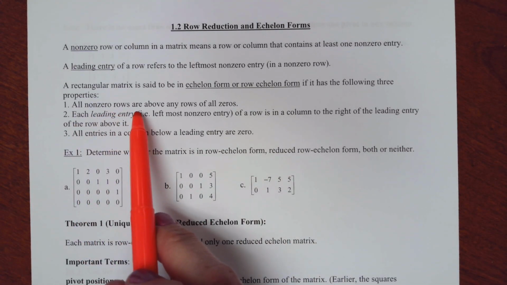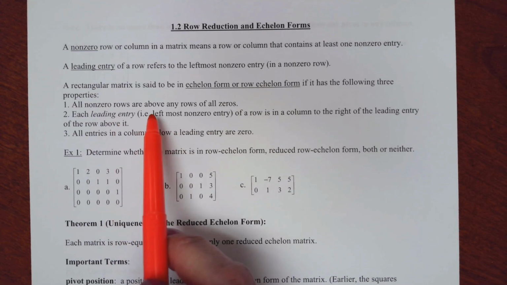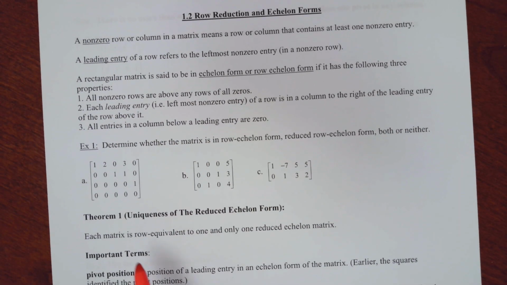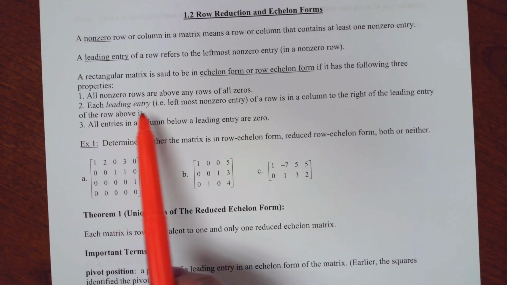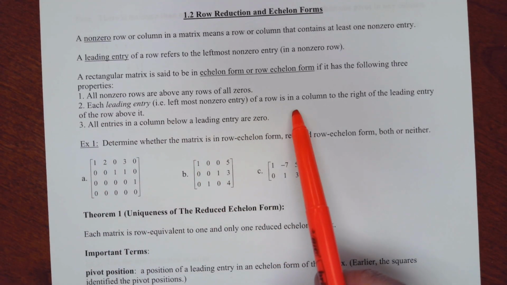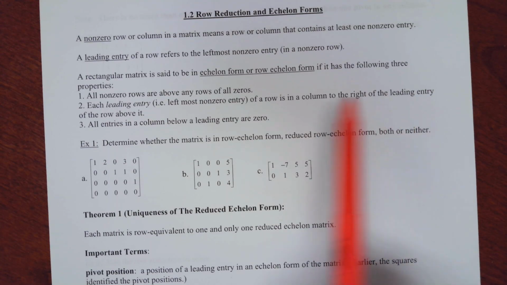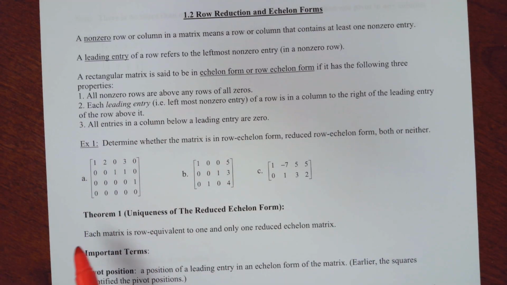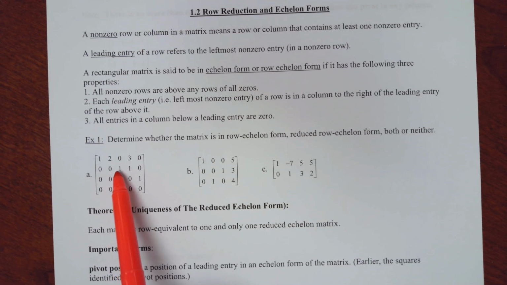All non-zero rows are above any row of all zeros. So like this, any rows with all zeros are at the bottom, basically. All right, each leading entry of a row is in a column to the right of a leading entry of the row above it. So like here, if this has a leading entry, the next row's leading entry has to be after that, right? So it has to be here, or in this case, it's there.